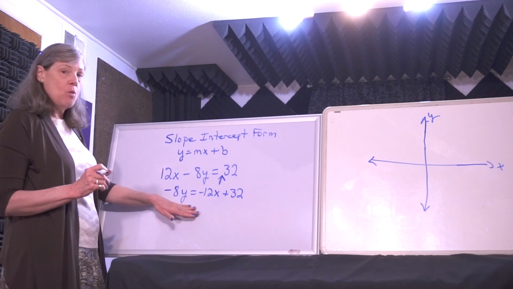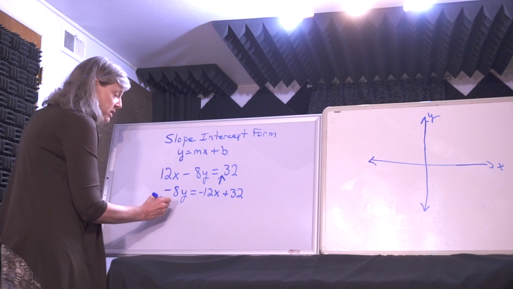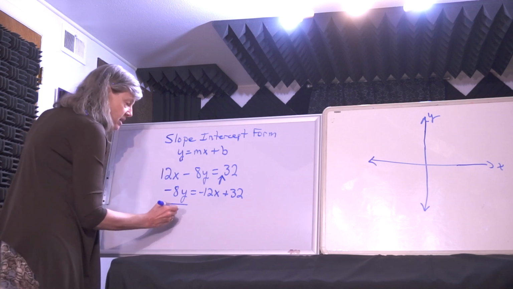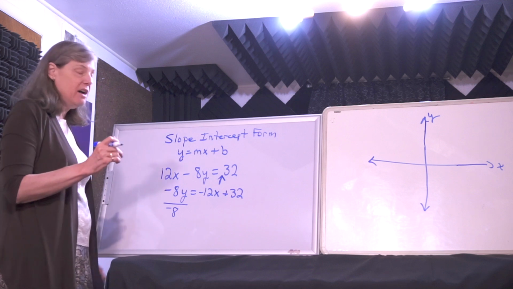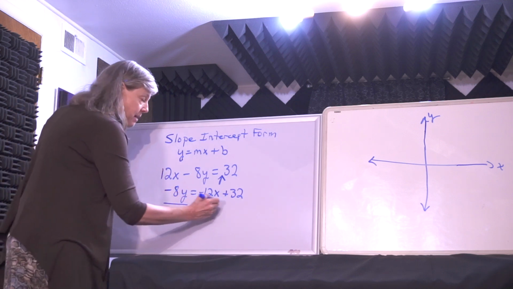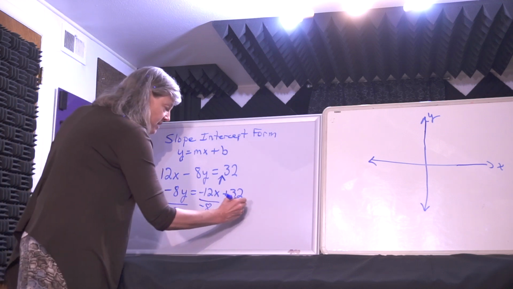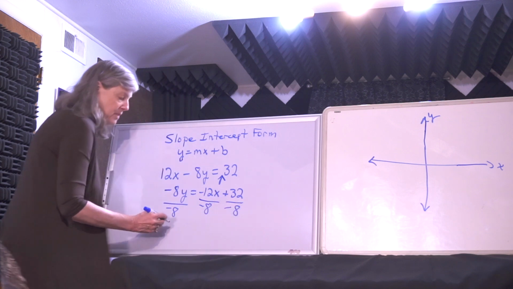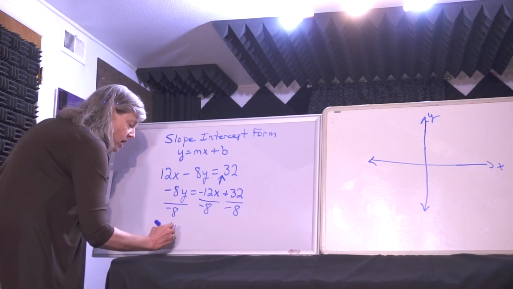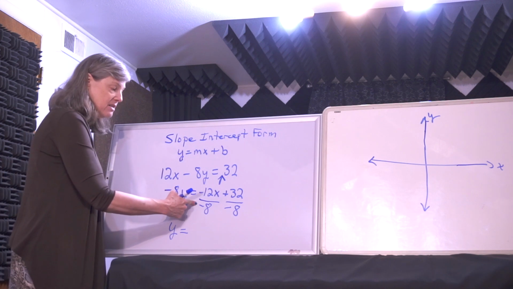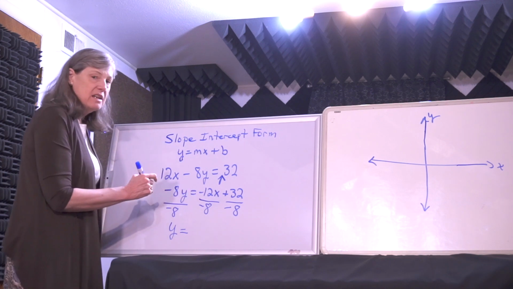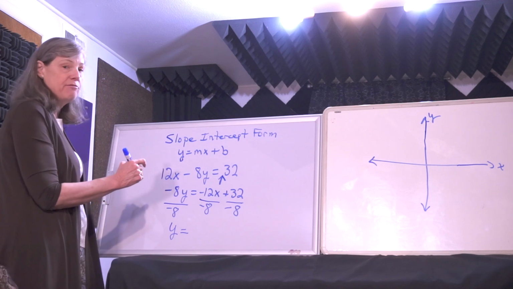Now I need to get the y by itself. So I'm going to divide by -8. Be sure to do this to each term separately. Don't just put one big line. It always messes us up. So -8, -8. So here I now have y equals, now negative divided by negative is a positive, and 12/8. I can reduce that. That's a fraction. I'm going to reduce. So I can divide both of these.